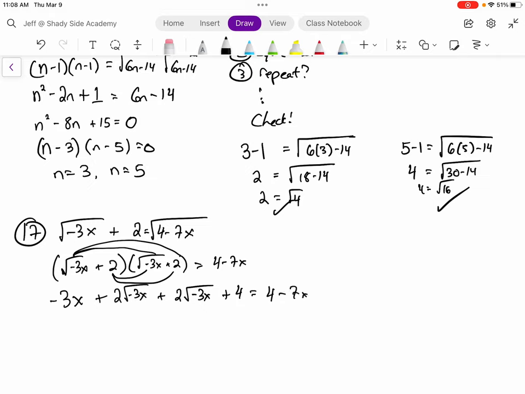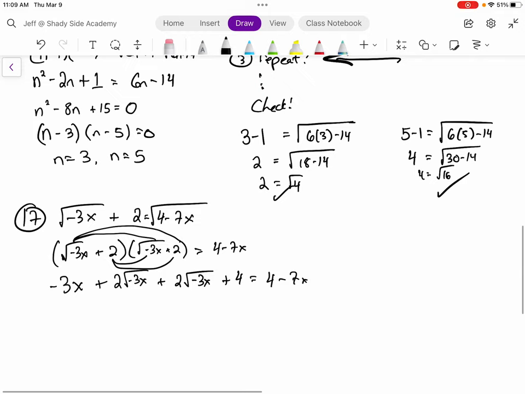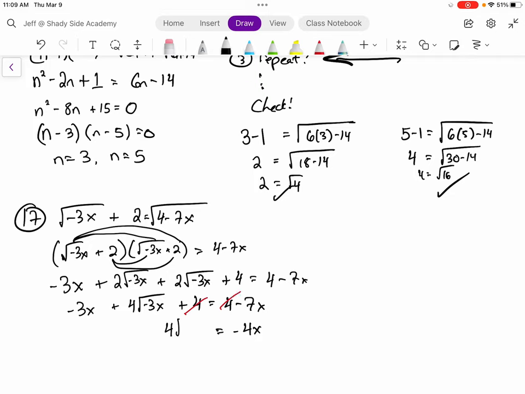Okay, now again, when we said repeat up here, repeat right here, we need to potentially isolate a radical again. So I'm going to need to isolate root negative 3x because it's still living in my problem. I'm going to combine like terms over here. So I have 4 of them. I have 2 plus 2 of them. Okay, and I have this thing. I'm going to add 3x to both sides. So that's going to be a negative 4x over here. And I'm going to subtract 4. So these 4s are going to cancel, right? These 4s right here go away. So I end up with something that looks like this.